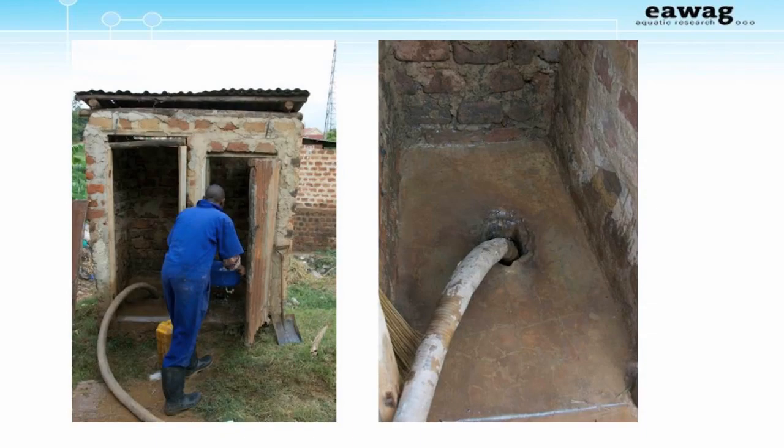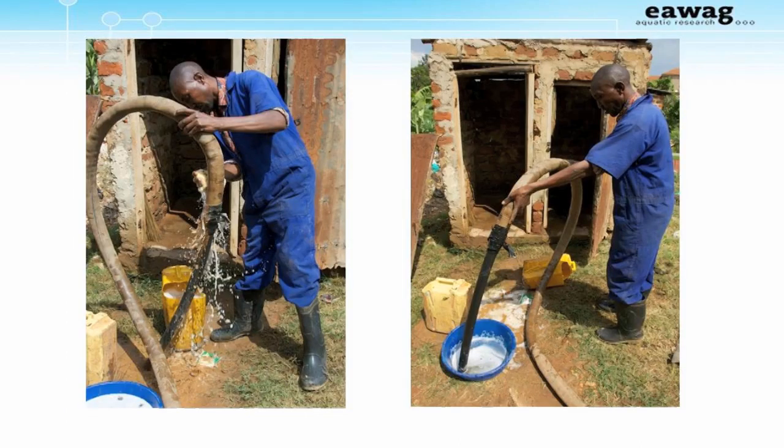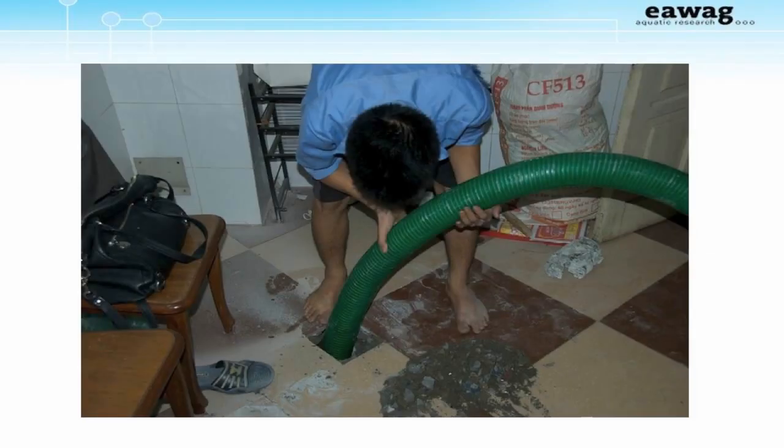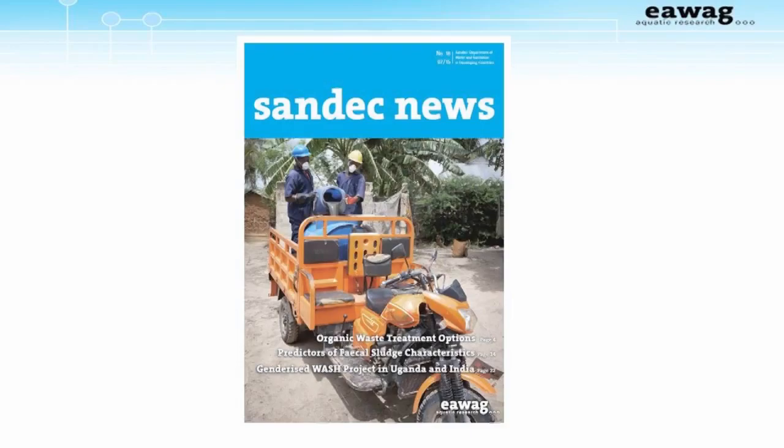Here are some more pictures from Kampala showing a pit latrine being emptied. This hose is connected to a vacuum truck. This is in Hanoi, Vietnam, where almost every household in the city is connected to a septic tank, but they are frequently built in under the house, so to empty them, a hole needs to be made in the kitchen floor. This is the most recent SANDEC news, which you can also download for free from our website.